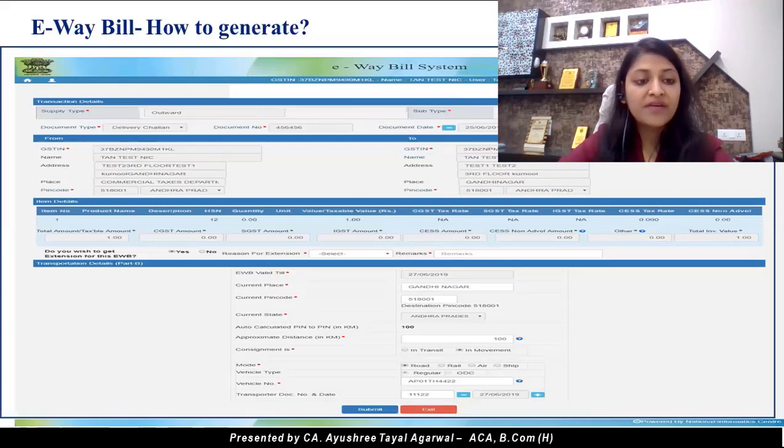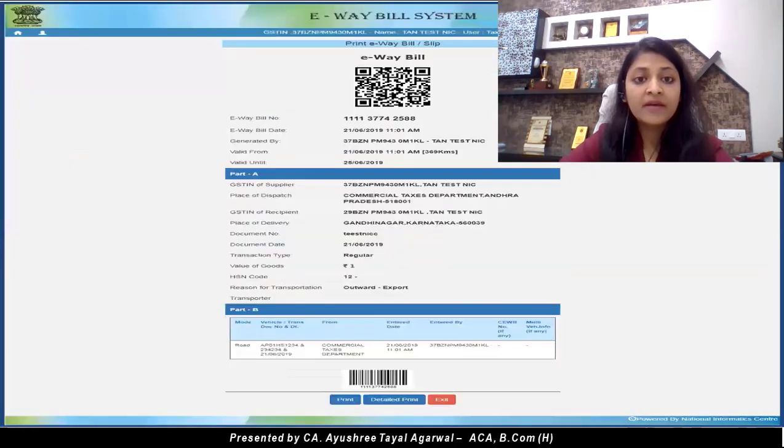Part A contains the detail of the supplier and the receiver of the goods. It also contains the detail of the invoice, that is the quantity of goods, HSN, the taxable value, and the tax thereon. Part B contains the detail of transporter. After filling up the form, we can click on the submit button, and if all the requirements of the e-way bill are complete, the e-way bill shall be generated.